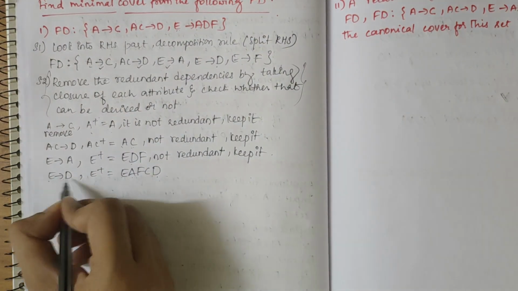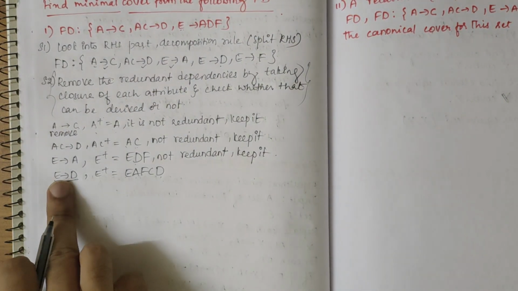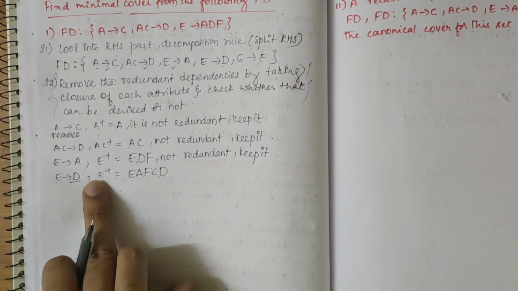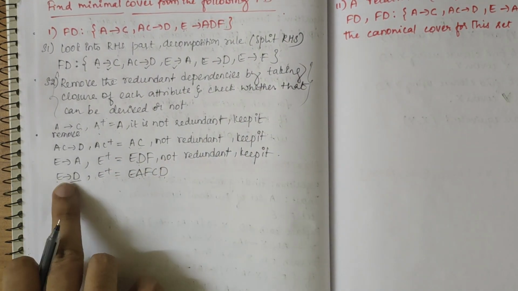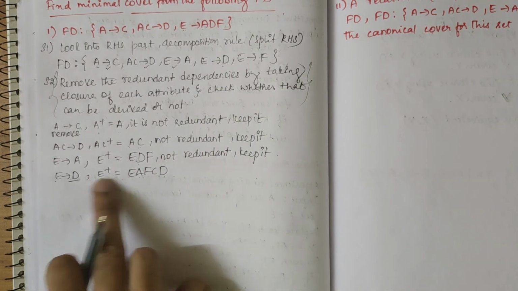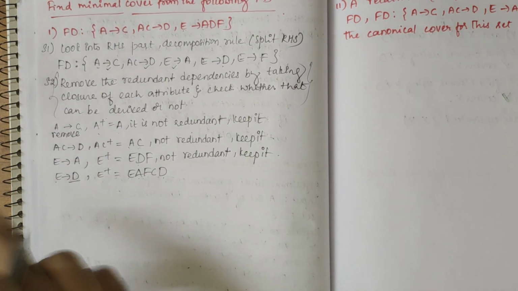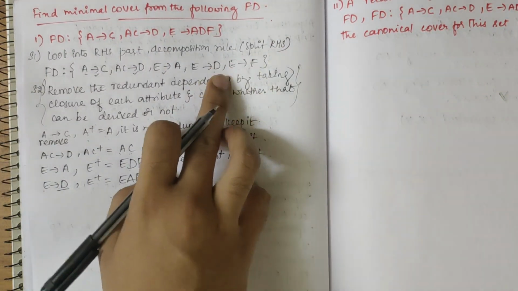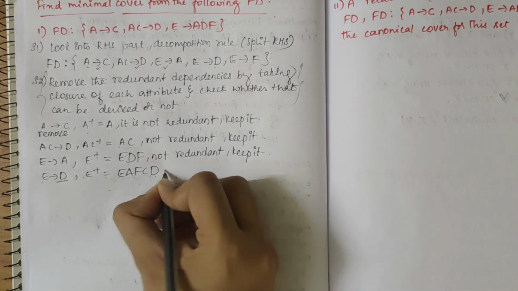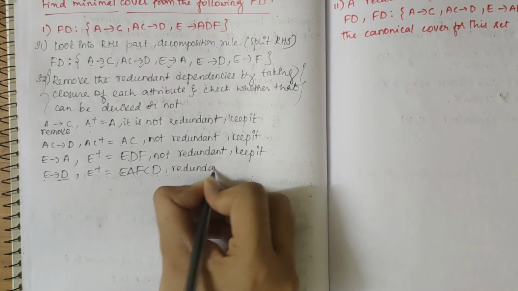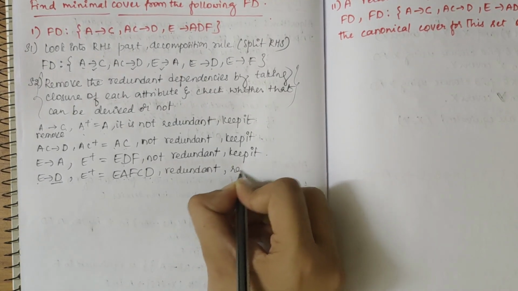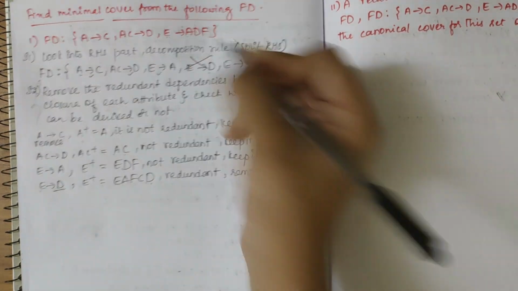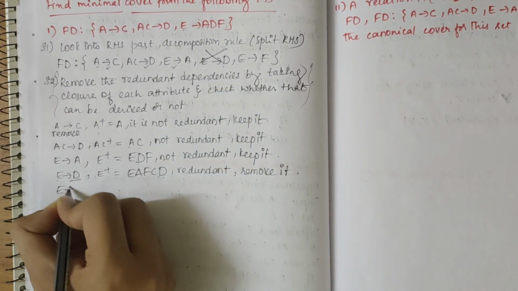So here E determines D was the functional dependency which I took and initially removed, and checked if in E closure I would get D or not. And when I checked, I got D here. That means this is not a unique one. There are other ways of deriving D. That means this is redundant. So remove it. Remove this.